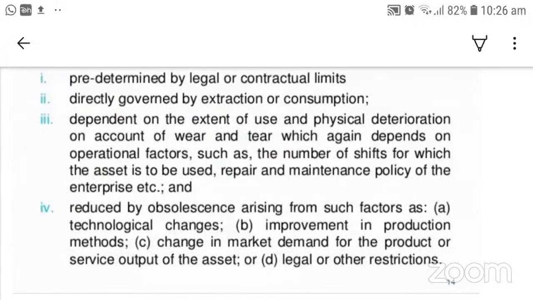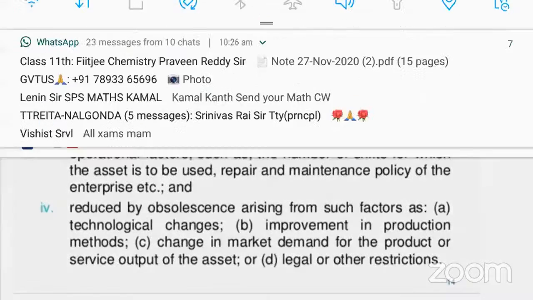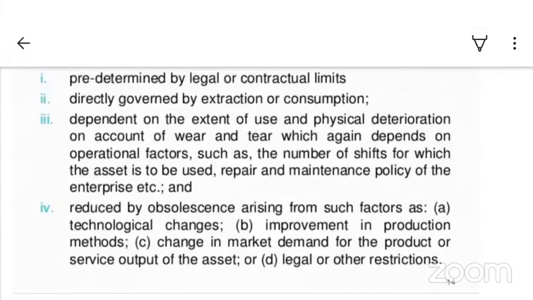Okay, shift wise we are using. What is the asset lifetime? We can measure before only. The number of shifts that the asset is used in the organization, and the repairs and maintenance policy of the enterprise. We will maintain the asset for repairs also. Some amount will be used for the repairs, and the company will take care of that.